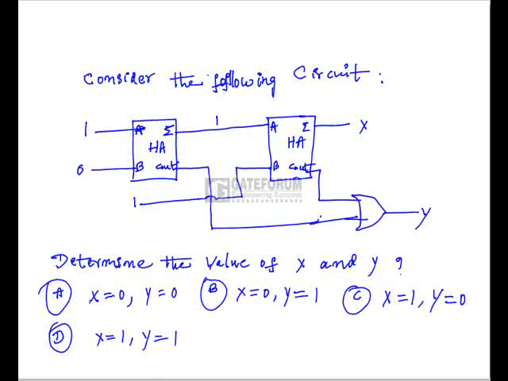This 0 will come here, and then for the second half adder there are 2 inputs. One input is the sum of the first half adder, that is 1, and for the second it is 1. So 1 plus 1 is 2, which means 1 0. Sum will be 0 and carry will be 1. So 1 and 0, that is the OR operation, output will be 1. So finally x value will be 0, y value will be 1. Determine the value of x and y: x is equal to 0 and y is equal to 1. Option B is the right option here.